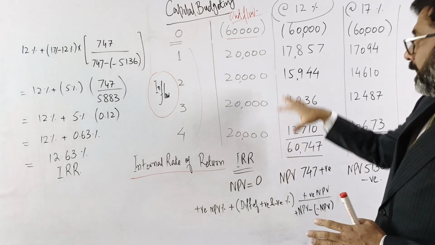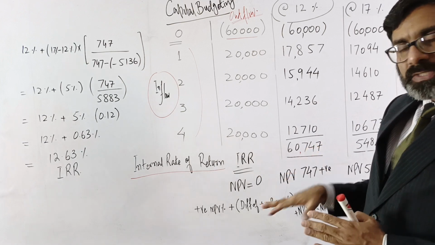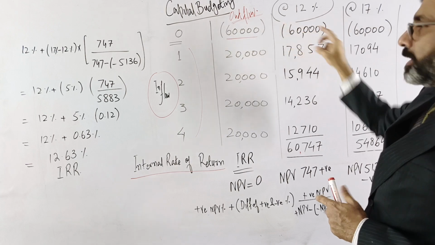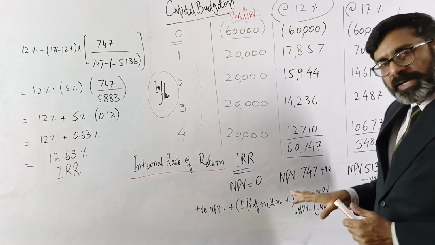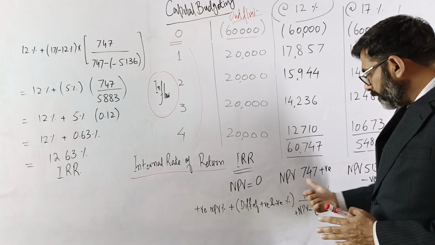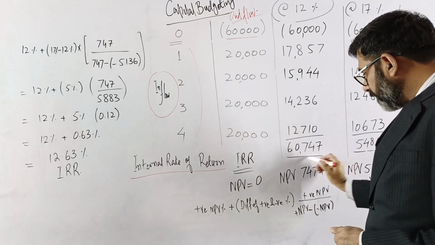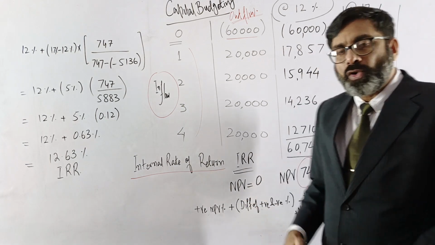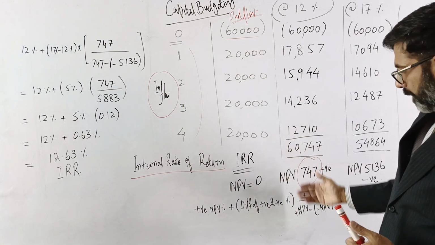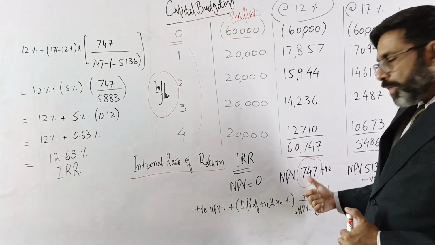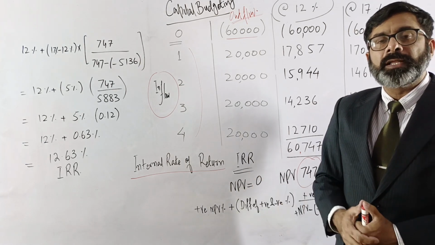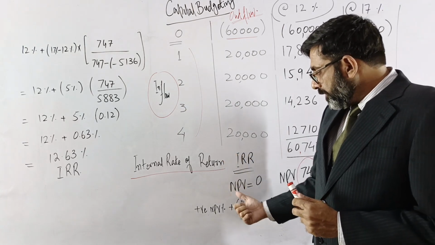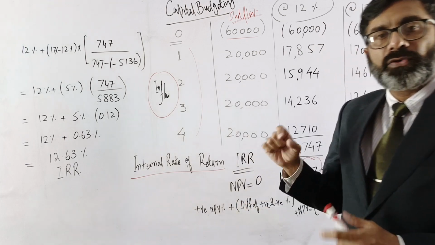60,747. So we are receiving 60,747, and what we are paying is 60,000. It means there is a positive net flow, or the net present value is positive. That is how much? 747. So it means this project is giving us more than 12%, because at 12% we are getting a positive value of $747.